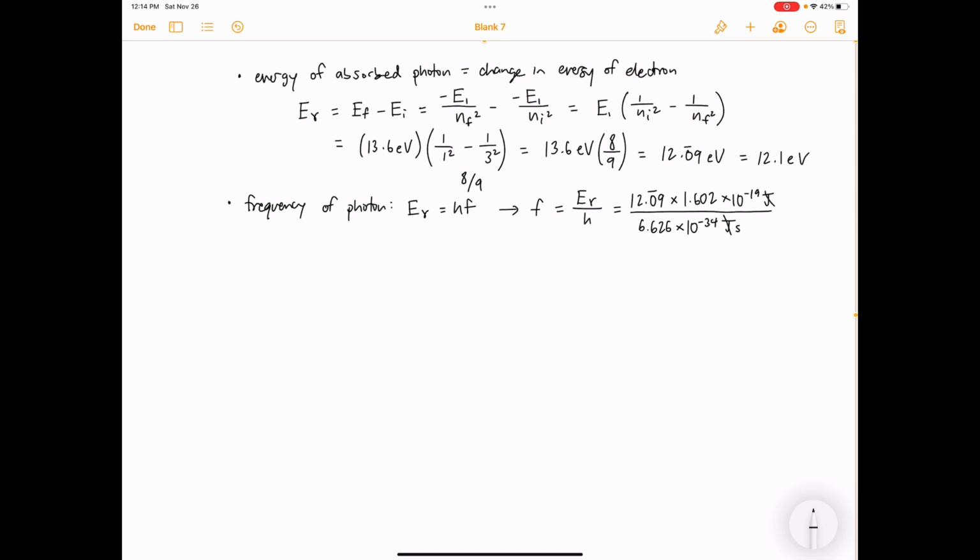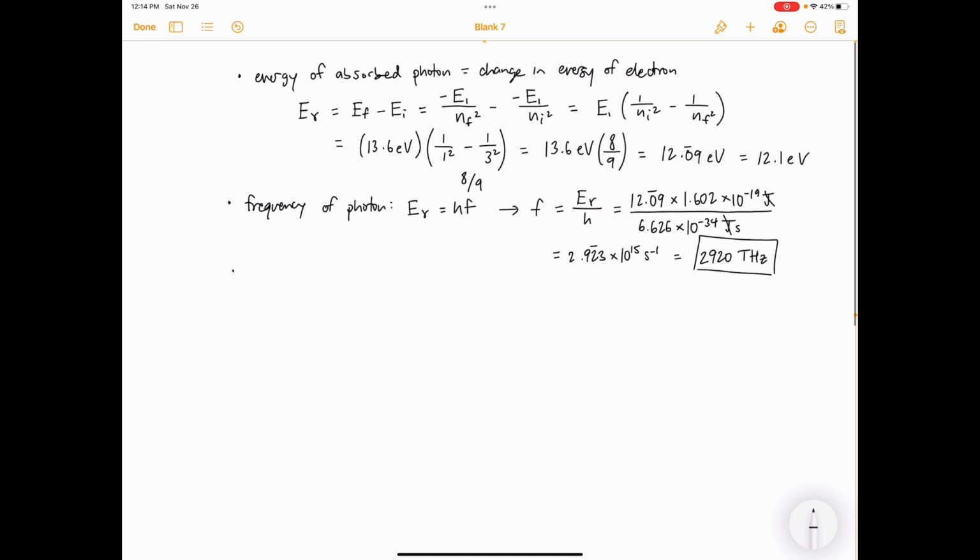So anyway, it comes out to 2.923 times 10 to the 15th power inverse seconds, which I could also write as 2,920 terahertz. Remember, tera is 10 to the 12, so that's how we could write the frequency.